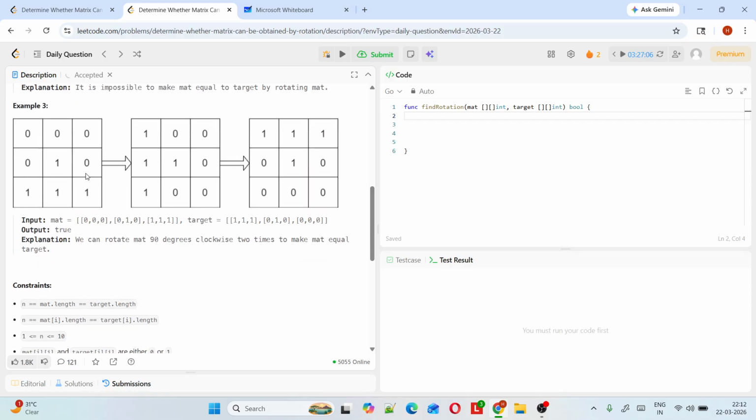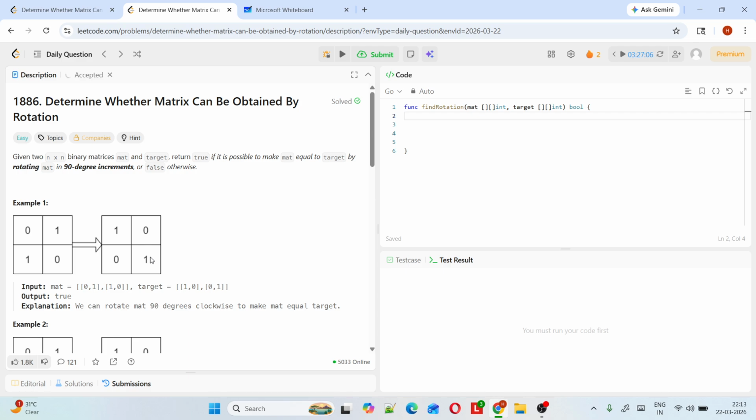In the third example, if you rotate this matrix by 90 degrees, that looks similar to this. If you rotate this again by 90, that looks like this one. Now check whether this matrix is equal to target or not. If it is equal, then you have to return true. Now check, this is not equal to target, but this is equal to target. So output is true. Now let's see how we can solve this problem.